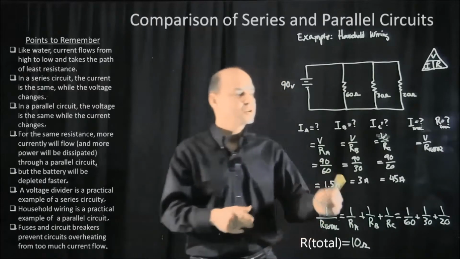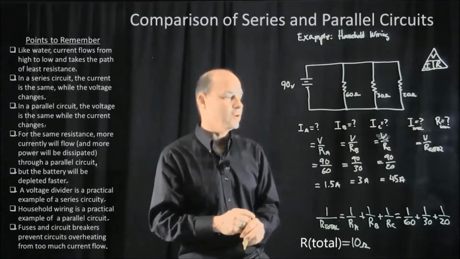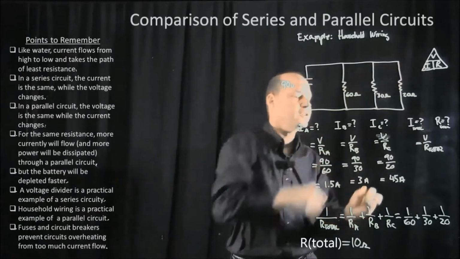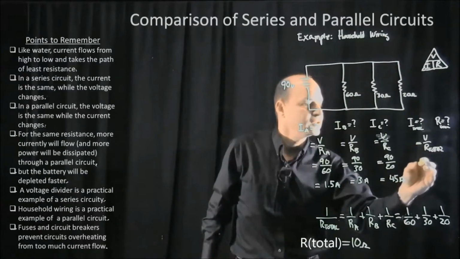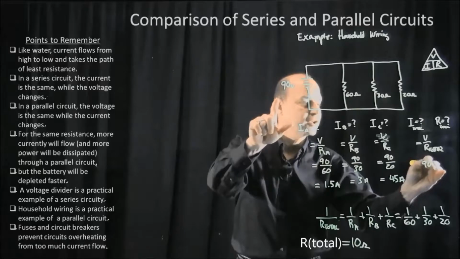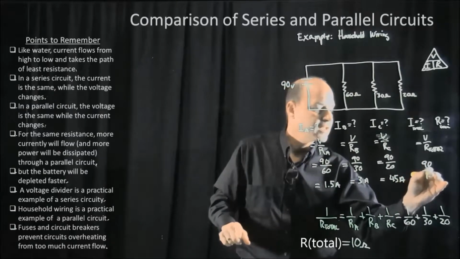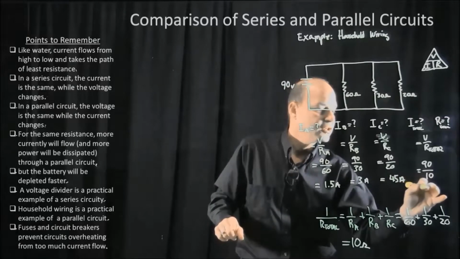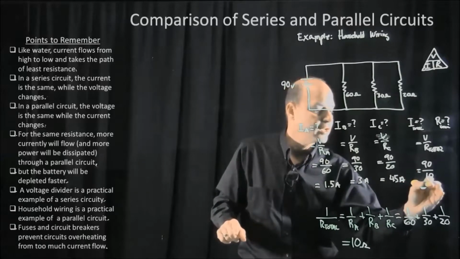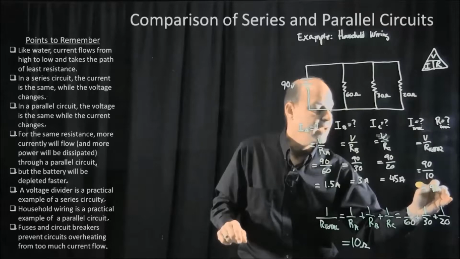We've got our total. We wanted to know what I total is. Well, let's see. If we're trying to find the total current in the circuit, then I total is going to be whatever the voltage is. Thank goodness they told us that. Divided by R total, which in this case is 10. And it looks like the total current in the circuit is going to be 9 amps.